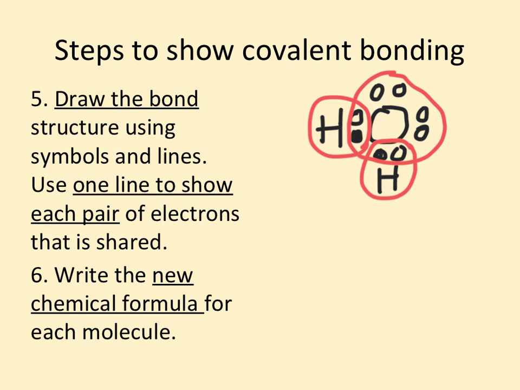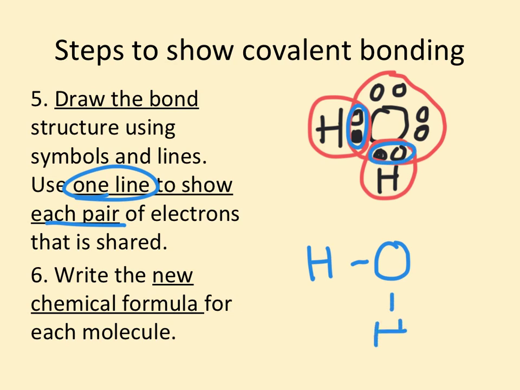Last 2 steps are to create the bond diagram using the dashes to show each shared pair of electrons. So again, I like to start with the biggest one, O. I've got a shared pair here to the left, so I put a dash with an H. Here I have a shared pair below, dash with an H, and I name it. This is called H2O.